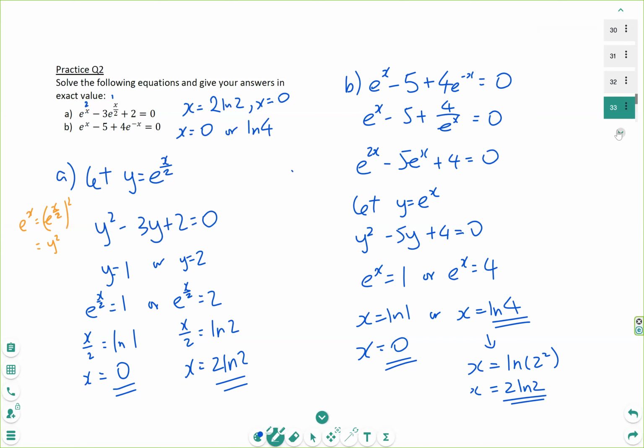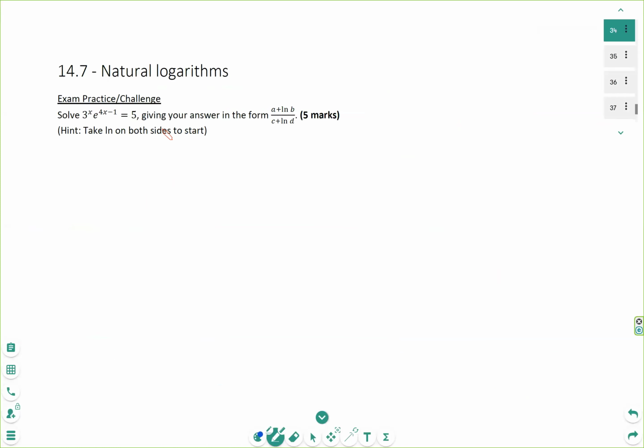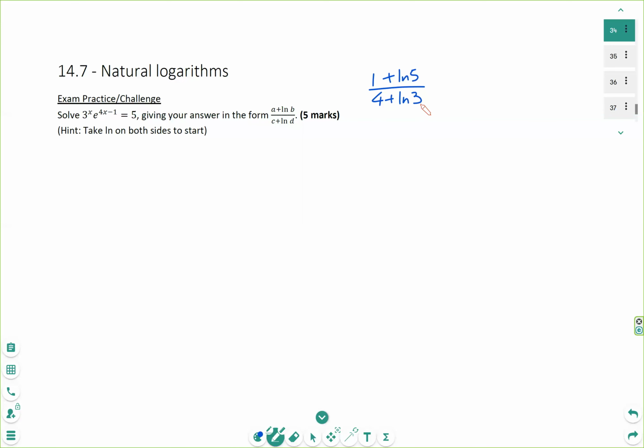But you'll need to know how to change ln 4 to ln 2. Okay, right. And one more exam practice or challenge question. Pause video. I'll give you a hint on how to start. Think about log laws as well. Pause video, have a go, see if you can get it right. Pause the video when you're ready and play the video when you're ready. Here's the final answer. I don't know how many of you got it right. Let me know in the comment section.